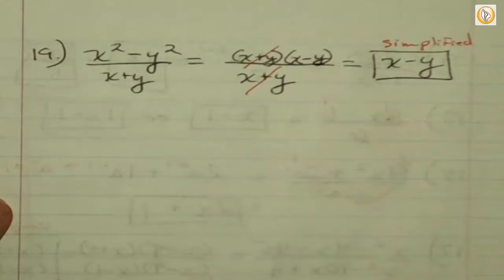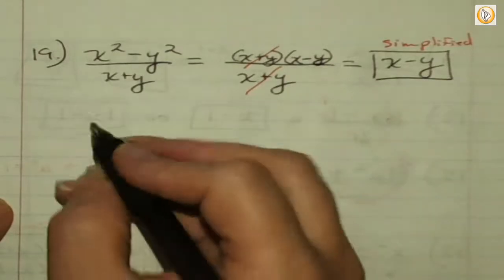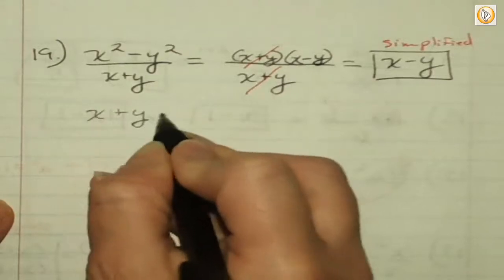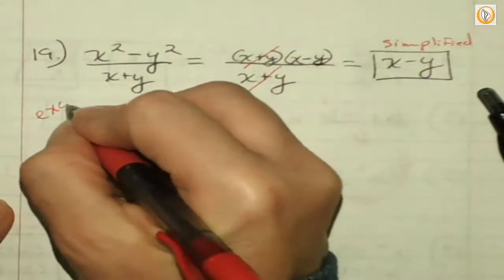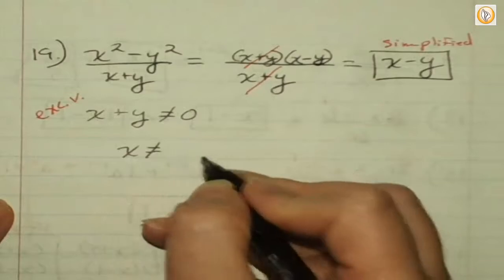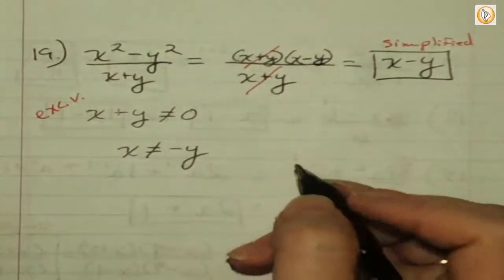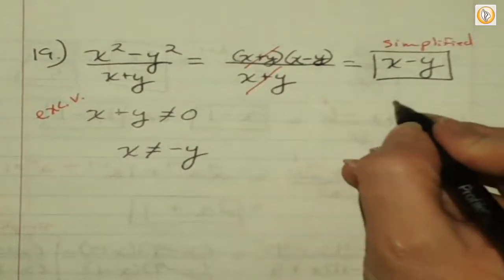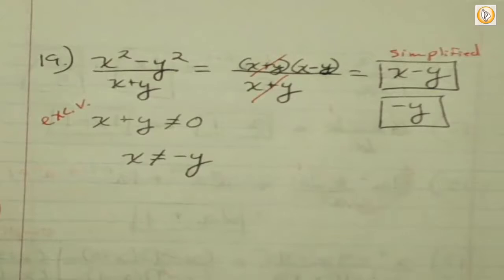So now we have to figure out the excluded values. So what's my denominator? X plus y. That's right. So we do x plus y does not equal what? 0. All right, so I'm looking for my excluded values. So x does not equal what? Negative y. So then what can x not be? Negative y. That's right. X cannot be negative y. And that's the other answer. Any questions? Actually, no. I got one more for you.